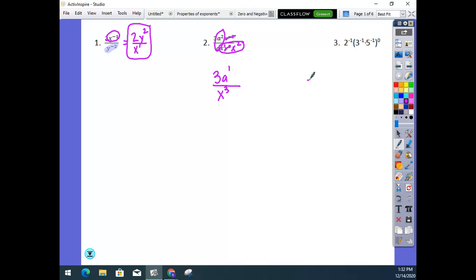In number 3, the 2 to the -1 goes to the bottom, and this whole thing is to the 0 power, so it's just 1. 1/2.